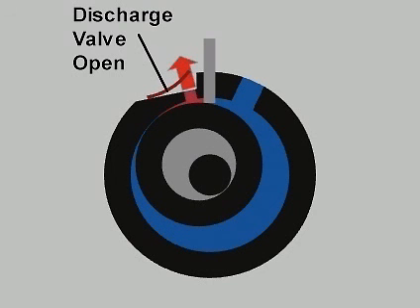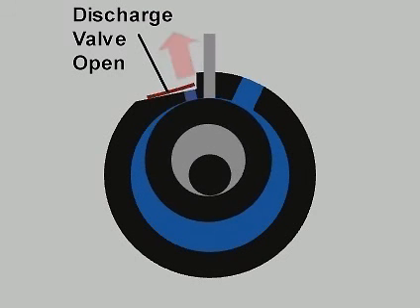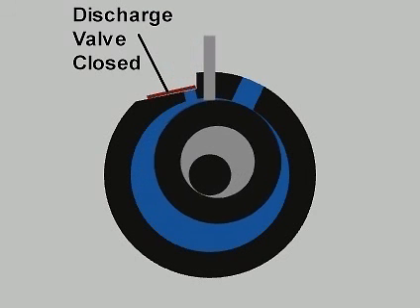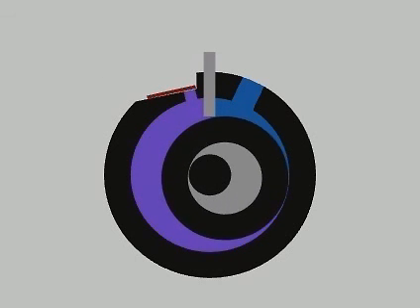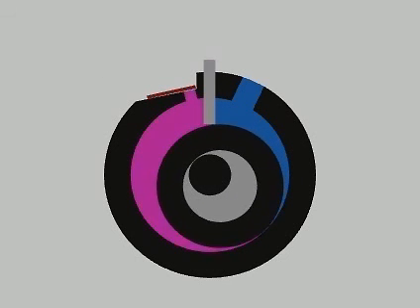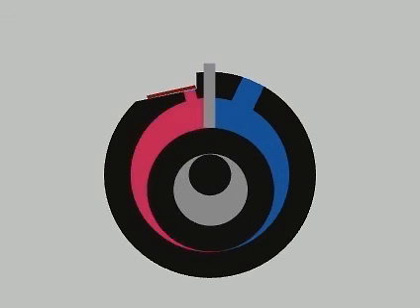Discharge continues until the rolling piston completes the full revolution and has expelled most of the high pressure vapor. The discharge valve closes when the rolling piston reaches top dead center. Then the cycle is ready to begin again. This is the mechanical positive displacement vapor compression cycle using a rotary compressor.